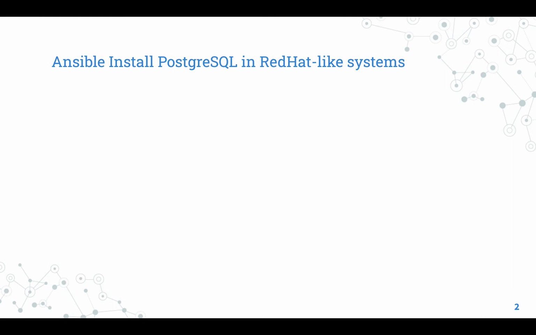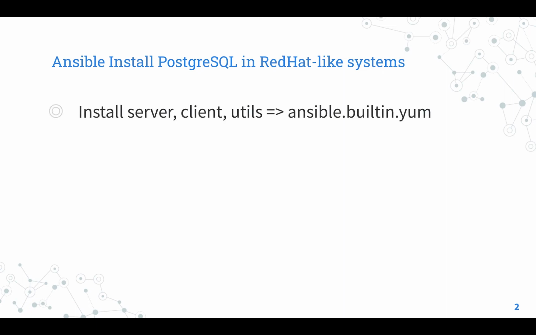In order to install PostgreSQL on a RedHat-like system, you need to perform 3 steps. The first step is to install the packages to perform server, client, and utilities. You are going to use the ansible.builtin.yum module. These include the distribution-related binaries, libraries, and documentation for your RedHat-like system.